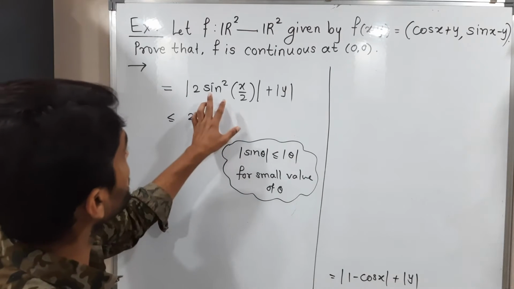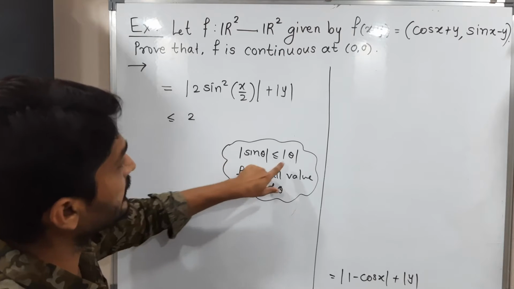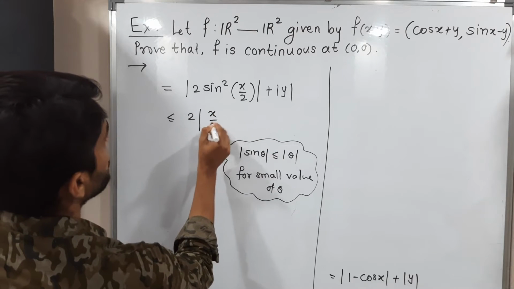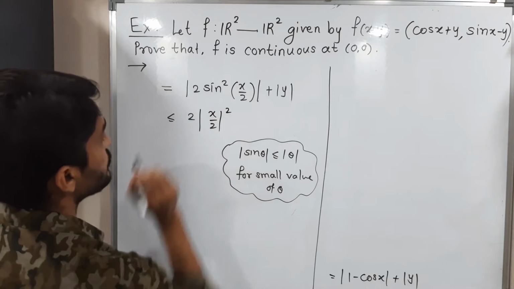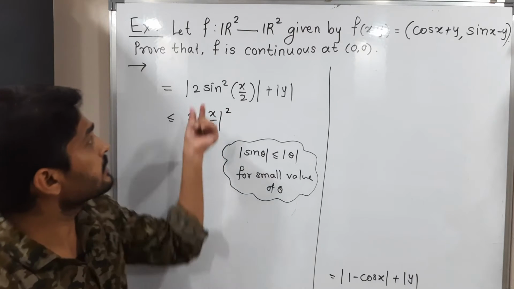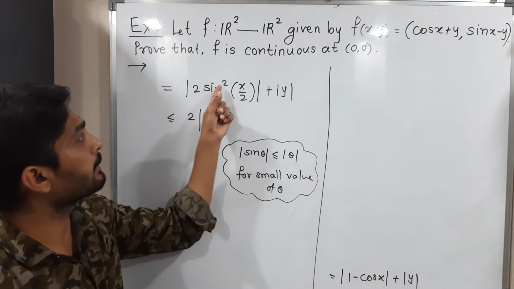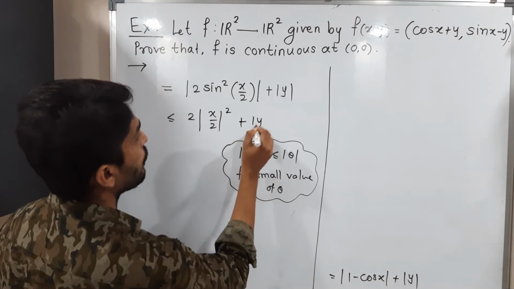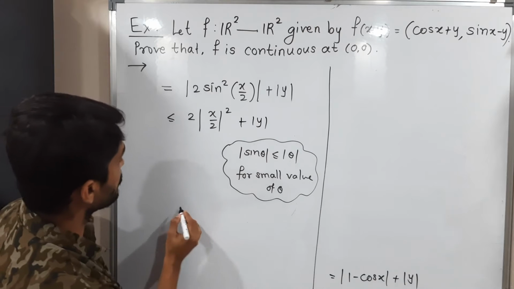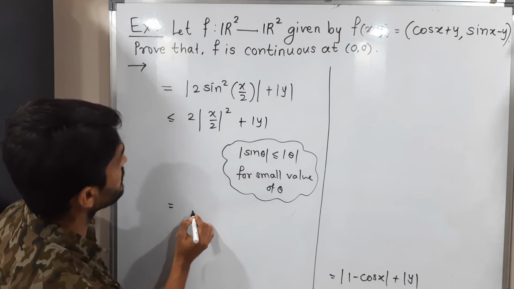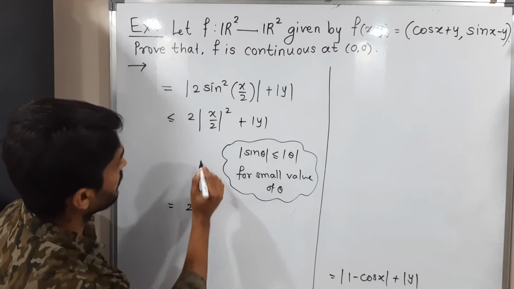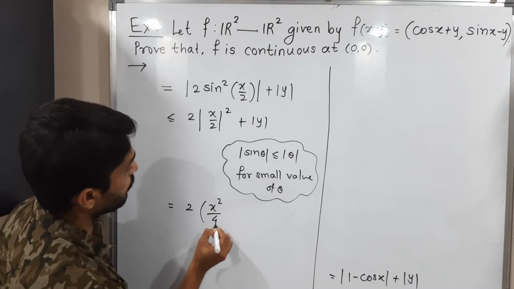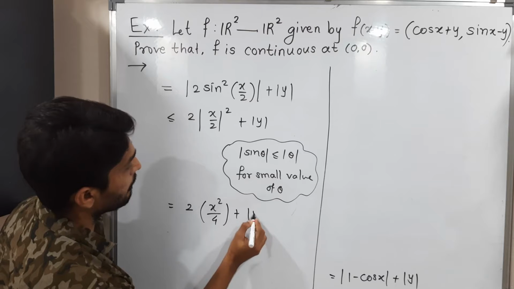Okay, and see, sine x by 2, so sine theta is less than or equal to theta, so I can write this is mod x by 2, but it has a square, so I should write square, plus mod y. So let us simplify it. So this is equal to, what will happen, 2x square getting, so x square by 4 plus mod y.